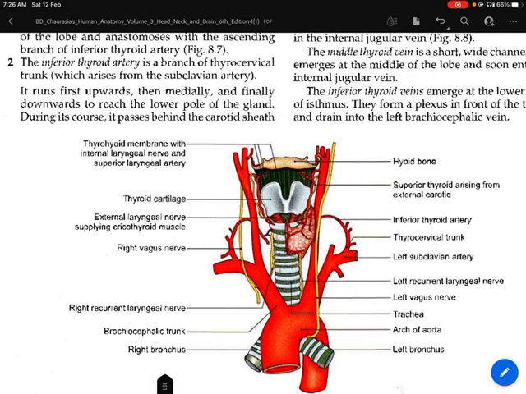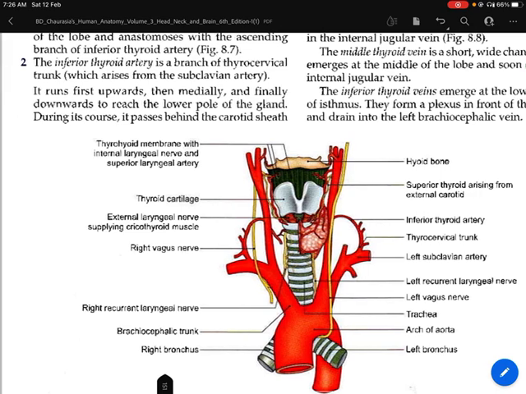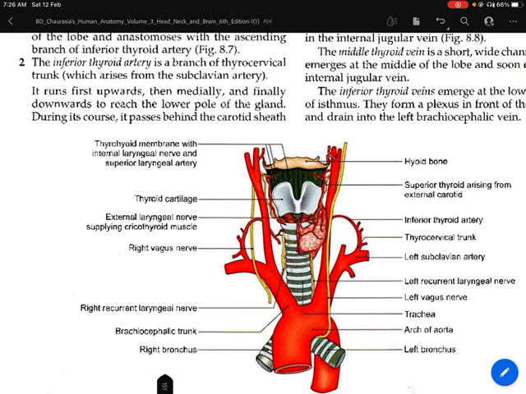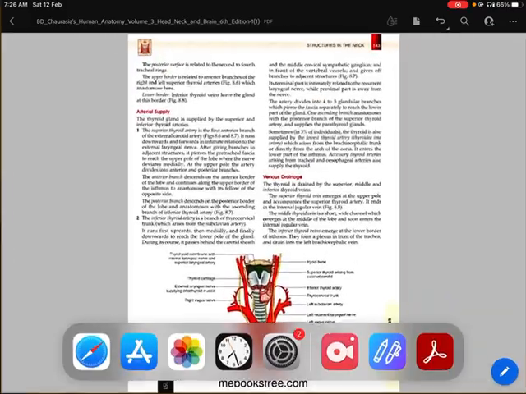Okay. So now we have the superior thyroid artery, the inferior thyroid artery, and also the thyroidea ima artery, which, if it's from the right side, will arise from the brachiocephalic trunk, or if it's from the left side, it will arise from the arch of aorta, because the brachiocephalic trunk is only on the right side, right?